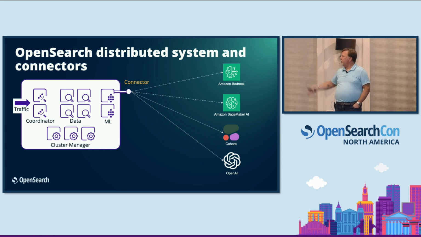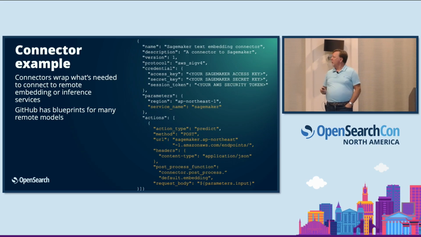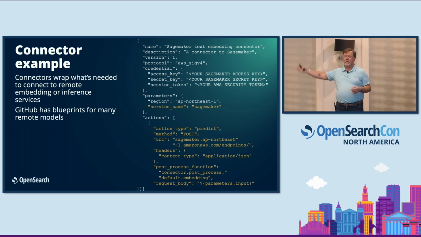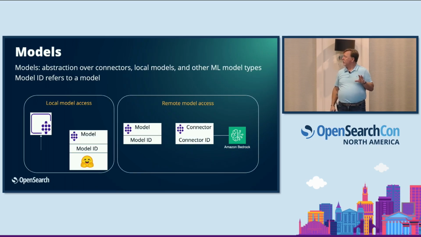Within that, then, OpenSearch has the connector framework that lets you connect to various models. Just a quick example of a connector. In this case, this is a SageMaker text embedding connector. SageMaker is an AWS service. I provide some AWS credentials and a region and a service name. And then the body of the interaction with the LLM is provided through the actions that I put into this connector. So I'm going to define this connector, which defines the connection to the model.